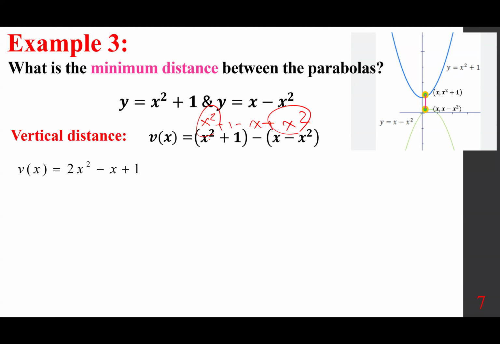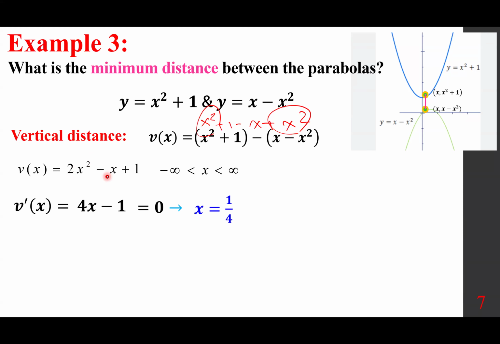And we have to go with the domain. We don't know where x is. It could be anywhere, so from negative to positive infinity. That would be the domain, which is an open interval. So we are going to go with calculus. Everything so far has been algebra. V prime is 4x minus 1. We set it equal to 0, and x becomes 1/4.